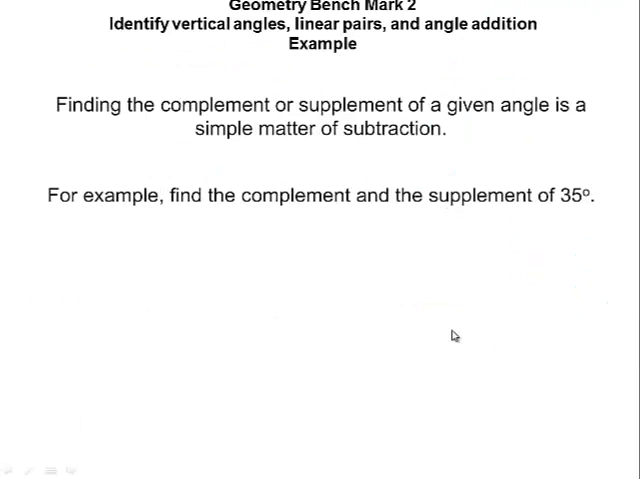So finding a complement and a supplement. Complement is 90 degrees. Supplement is 180 degrees. So to find the complement and supplement, we just subtract. So the complement of 35 is 90 minus 35. The supplement of 35 is 180 minus 35. So 90 minus 35 is 55, and 180 minus 35 is 145.